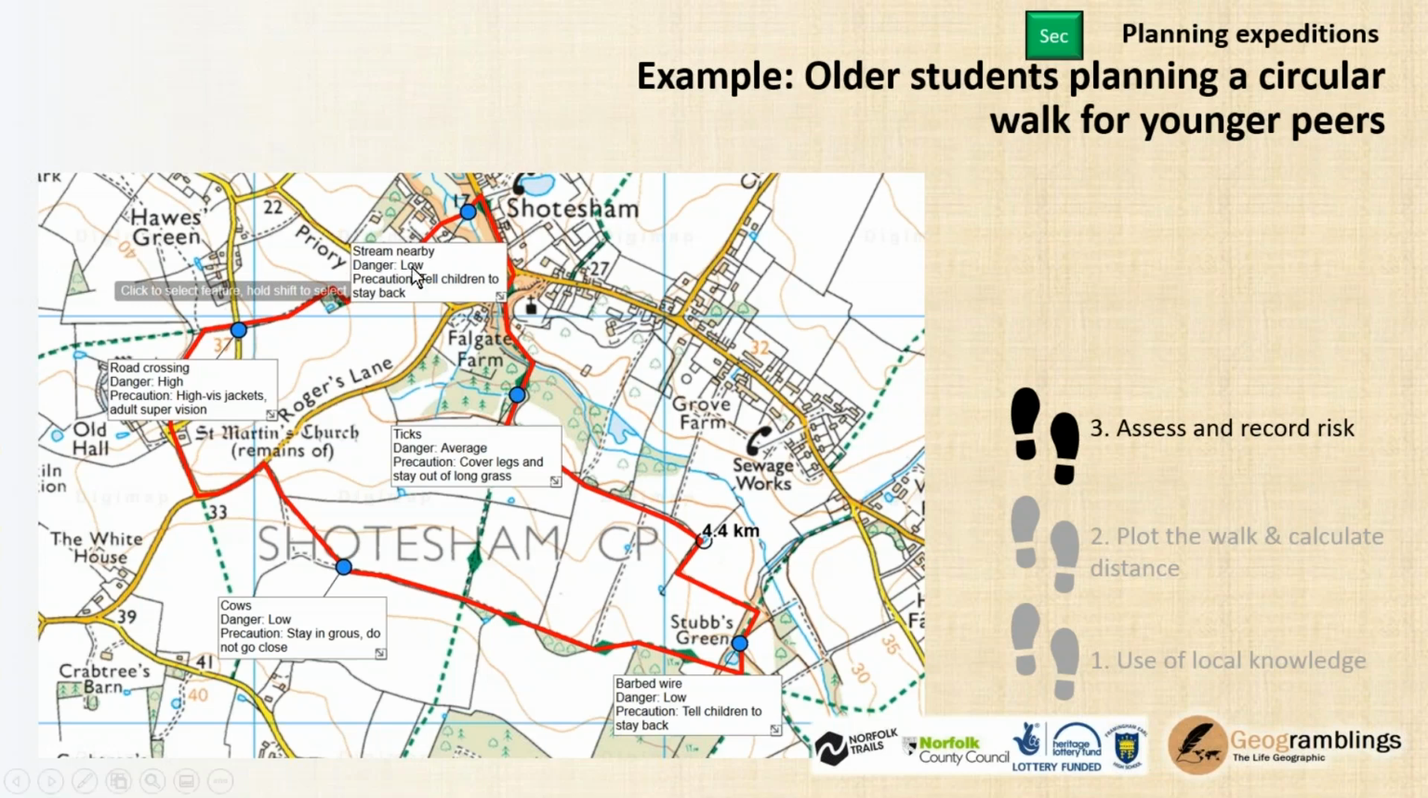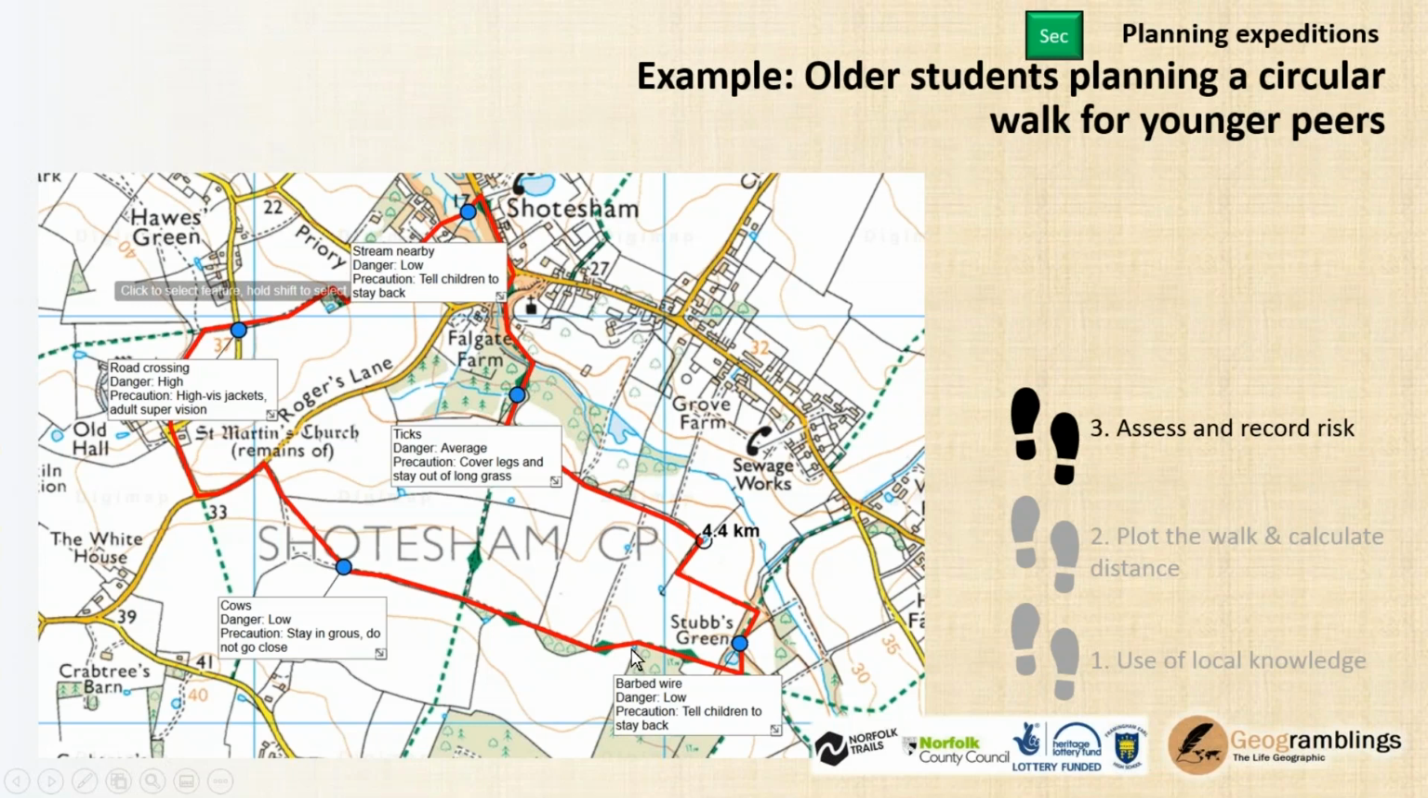So as you can see here, the students knew about these risks just because of their local knowledge, but by using a map, they can tell that they're going to be crossing a road here, so they've got to assess the risk there. I love this one, cows. Stay in groups, don't get close. I love the way that they've approached this. Ticks, there's a stream nearby, tell children to stay back.